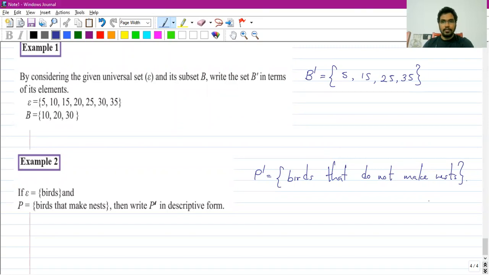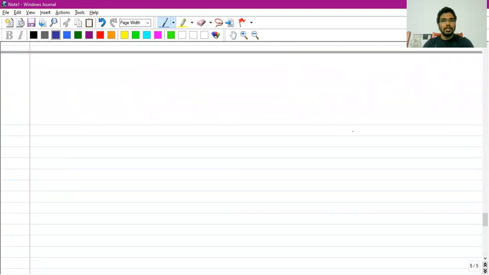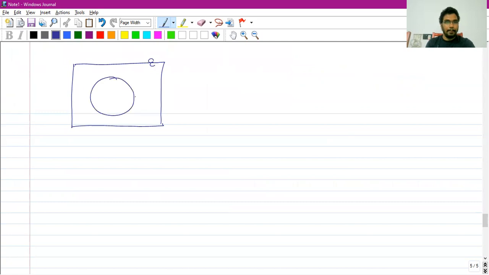Yes, so now shall we try to understand how to display this complement of a set in a Venn diagram. So shall we try to do it this way? First of all, shall we take it like this? This is the universal set and this is set A. And what I want to do is shade the complement of A or A dash. I want to shade this area.